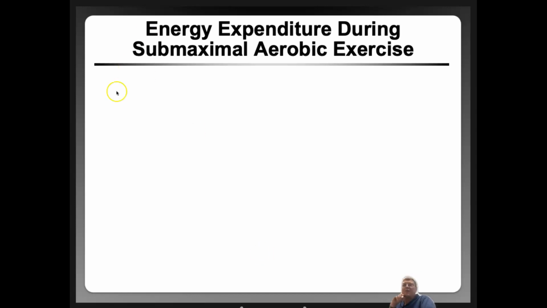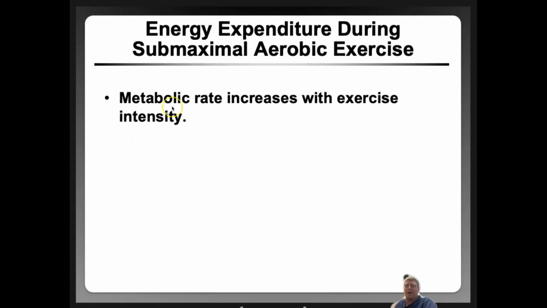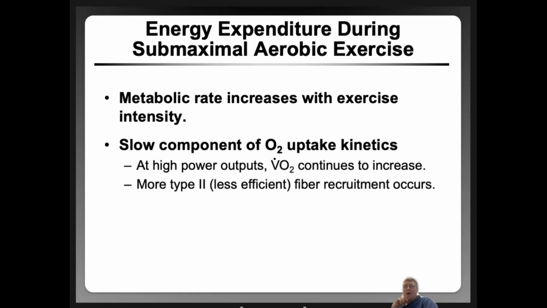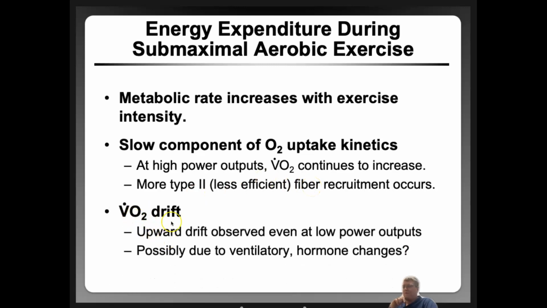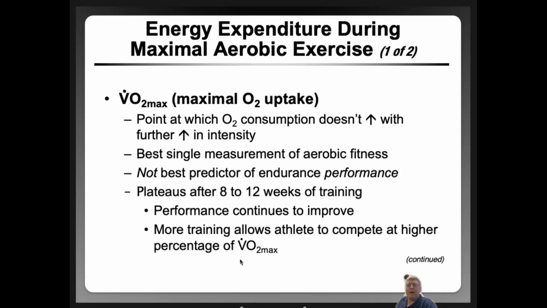We'll see. All right, so submaximal exercise, how much exercise you're using during that. Your metabolic rate increases the more you exercise, or the harder you go. So there's a slow component of oxygen uptake at high power outputs. You're going to have more oxygen use and recruit more type 2 fibers. And so there's going to be a little bit of a VO2 drift. An upward drift is observed at higher outputs, possibly due to ventilatory and hormone changes as your body's trying to make more ATP and burn up things in your body.